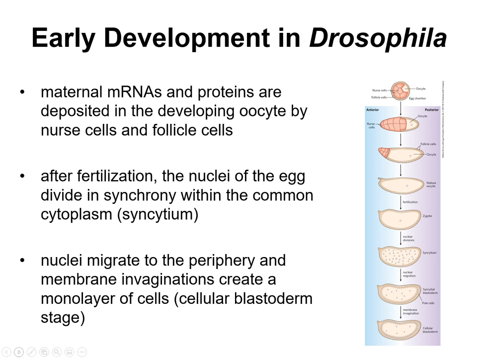With Drosophila, we've got an oocyte that needs to mature. Once it finishes maturing, it's going to have all of these messenger RNAs, the maternal mRNAs, and proteins that are deposited by nurse cells and follicle cells during this maturation process. After fertilization, you're going to have a nuclei of an egg that's going to just keep dividing and dividing and dividing.